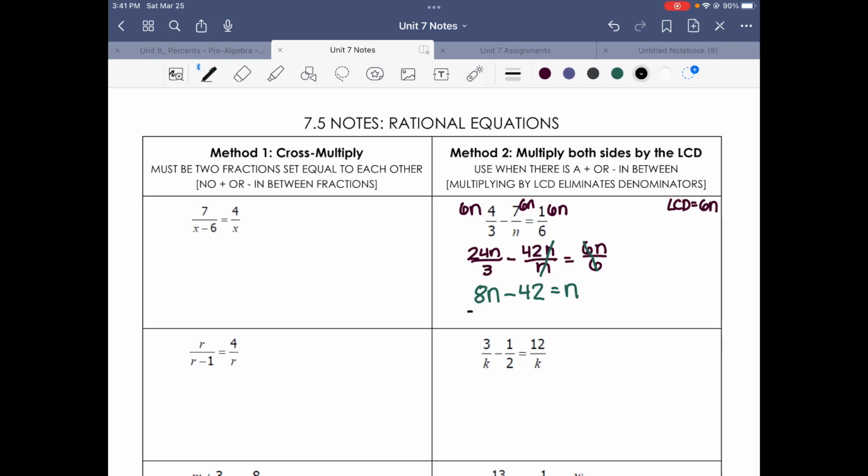I would need to subtract 8n to the other side. 1n minus 8n is negative 7n, and that still equals negative 42. So I simply divide by negative 7. My answer is 6. And I am done.